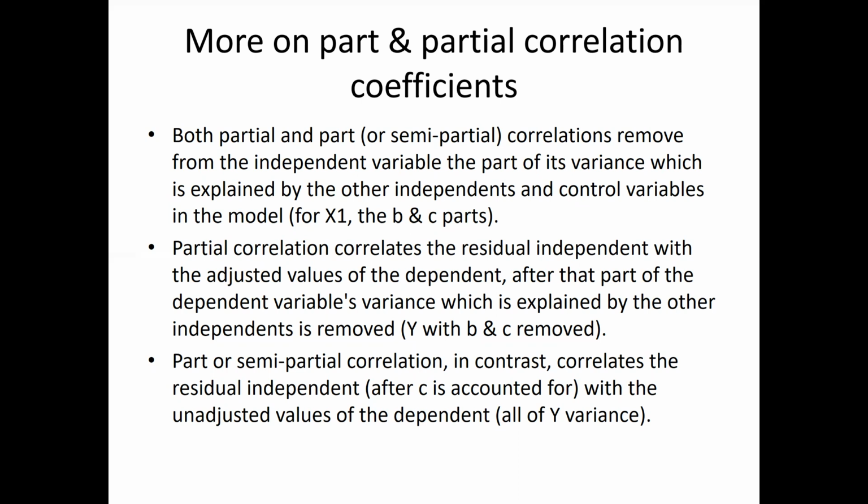Partial correlation coefficient is the correlation between the residual independent, that part that is unique to the model, with the adjusted values of the dependent, in other words, the residual variance in Y. Part or semipartial correlation contrasts the residual independent, that part that is only unique to the model after any overlapping variance has been accounted for, with the unadjusted values of the dependent, in other words, all of Y's variance.